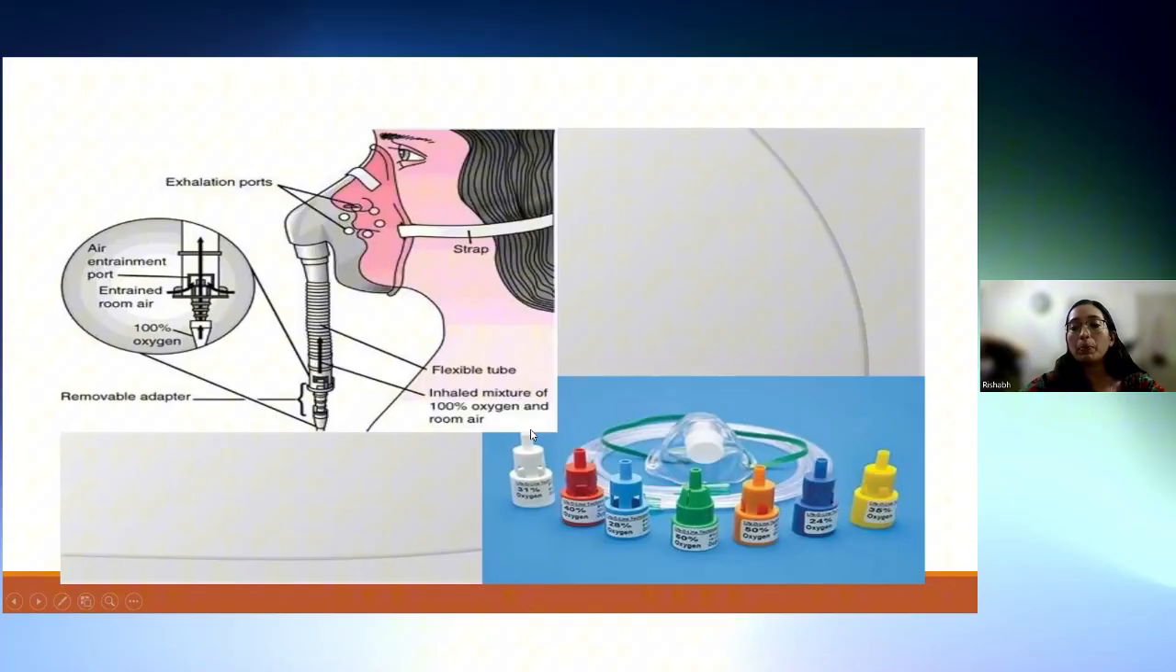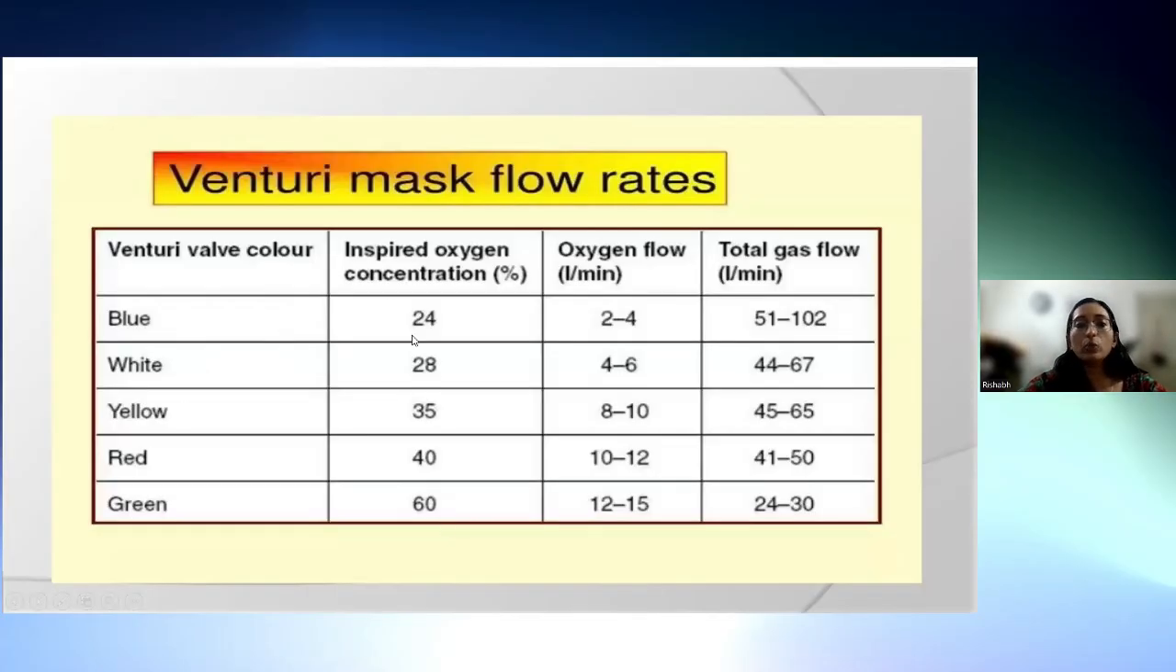Now, this fixed percentage depends upon the size of the orifice on the jet adapter. That is why they are color coded, and that also tells you that if you maintain a certain flow, you know that this much percentage of oxygen is delivered through this color coded Venturi mask. So if it is 4 to 6 liters, and you use a white color coded Venturi jet adapter, you will be able to attain a FiO2 of at least 28%.